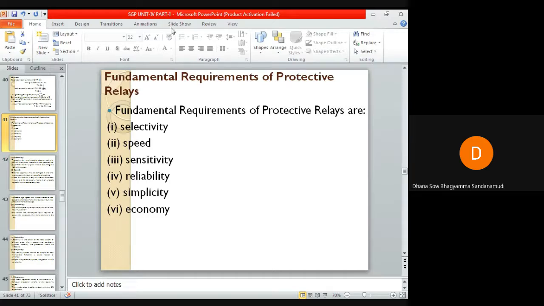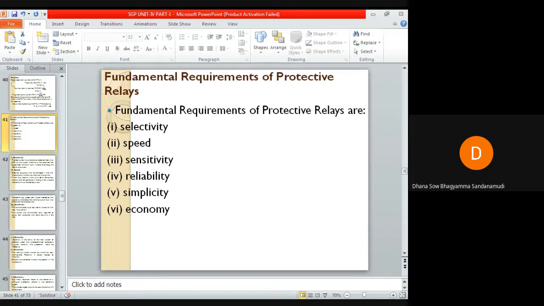Next fundamental requirement is economy. The most important factor in the choice of a particular protection scheme is the economic aspect. The protective gear should not cost more than 5% of the total cost of the whole equipment which is to be protected. If you want to protect a generator, whatever protective system you want to connect to that generator to protect it from faults, in that protective system there will be a circuit breaker and relay.